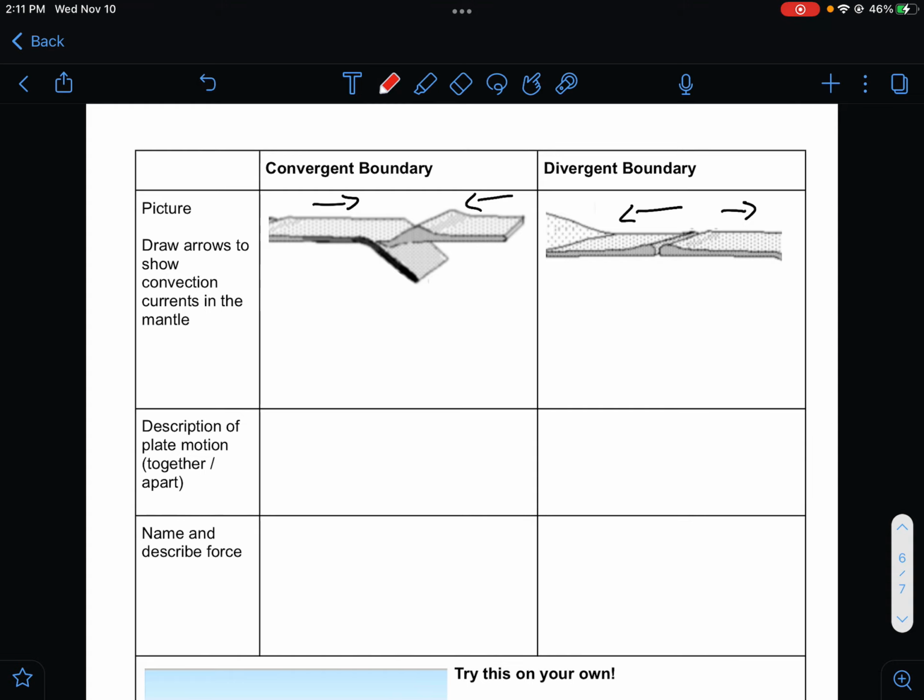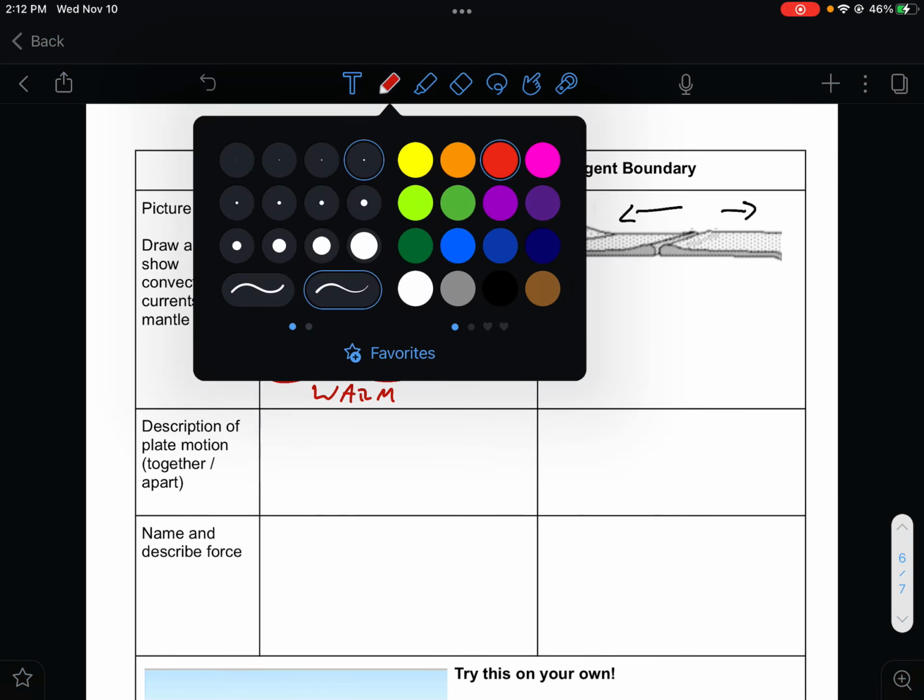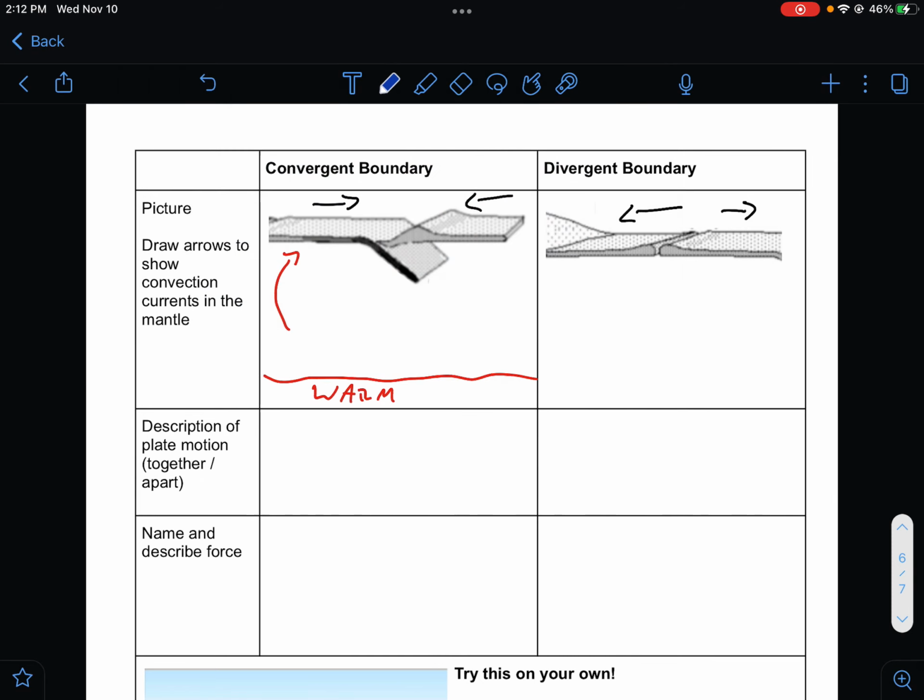My warm always starts at the bottom because that's where it's closest to the inner core. So I'm going to draw an arrow up here for my warm, knowing that it comes from down here. This is all the warm stuff down here, the warmer parts of the mantle that are convecting up from the outer core and inner core. And then as my mantle gets far away from this warm area, it's going to travel and grab that plate and move it all the way down.